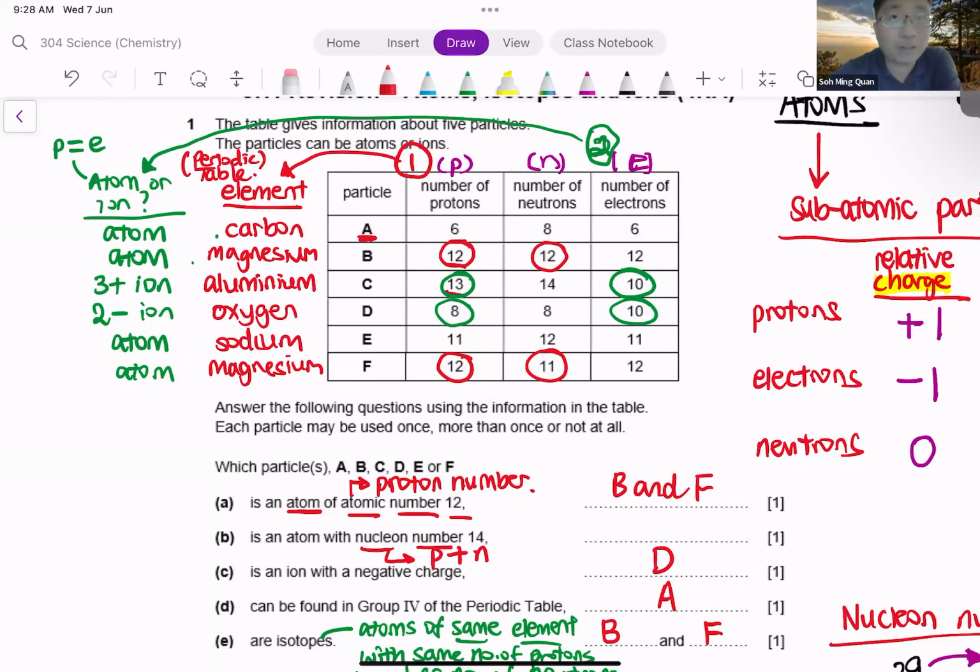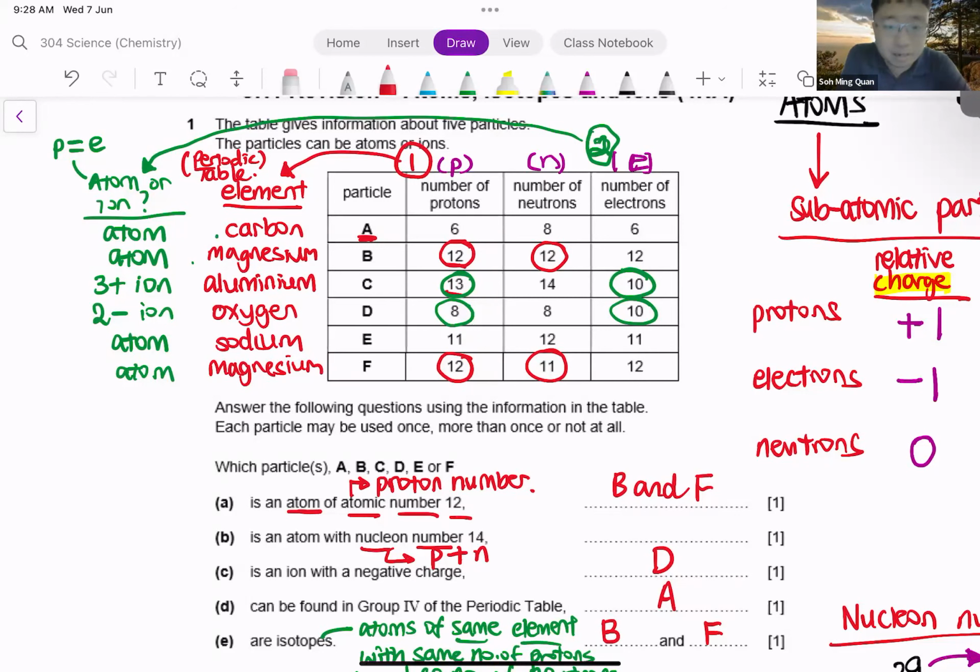Nucleon number is 14. So it's P plus N equals 14. So is it particle C? Particle C has 14 neutrons, so the nucleon number is not 14. The nucleon number of particle C is 13 plus 14, which is 27. All right. So remember, nucleon number means you must take the proton plus the neutron.